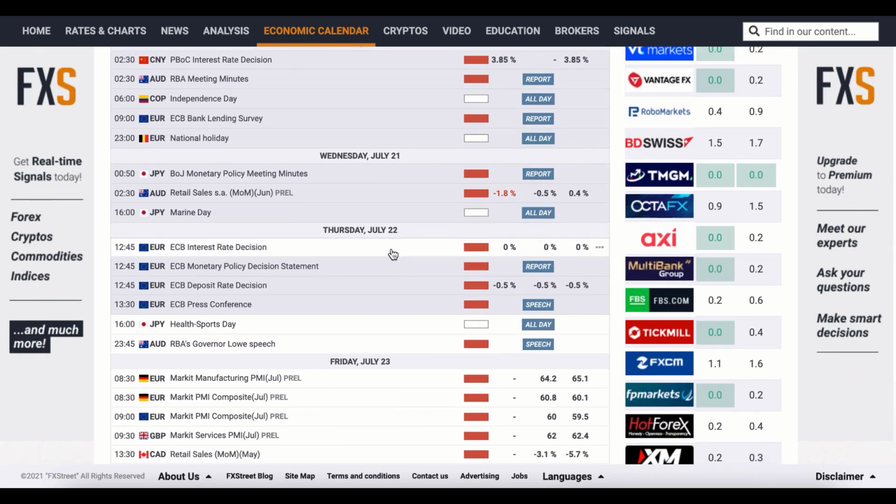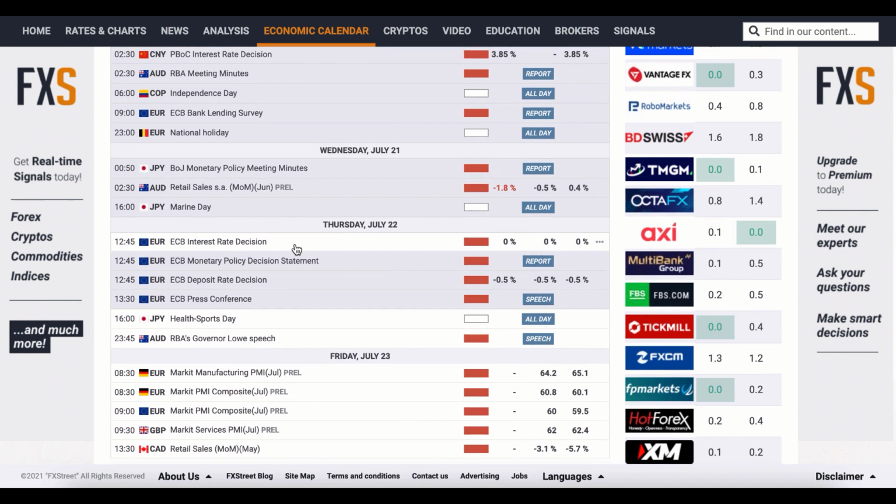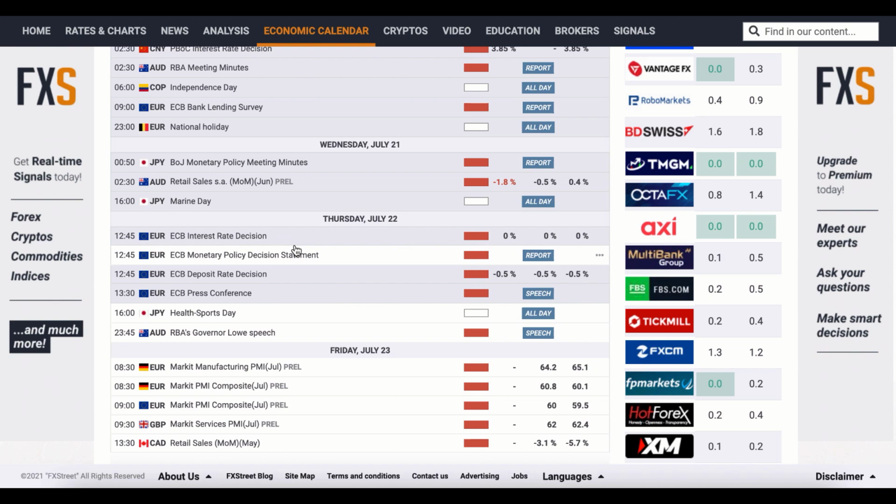So looking at the economic calendar for this week, probably the most important one is the European Central Bank interest rate decision. All right. So we're going to be talking about that as well. But for now, let's just move on to the next one.